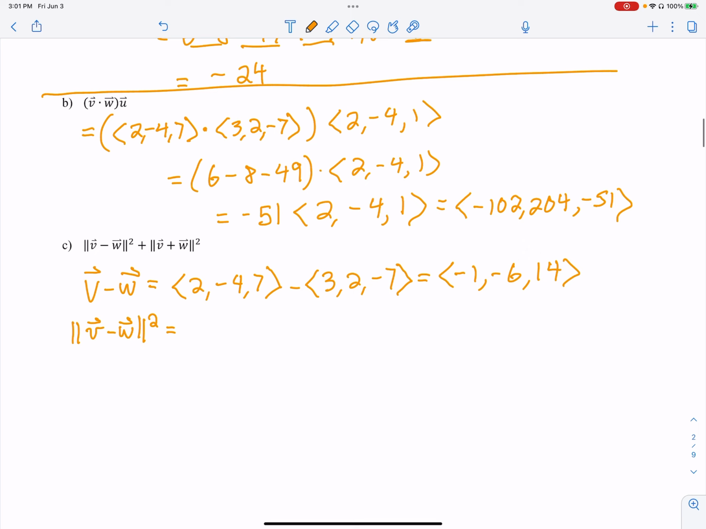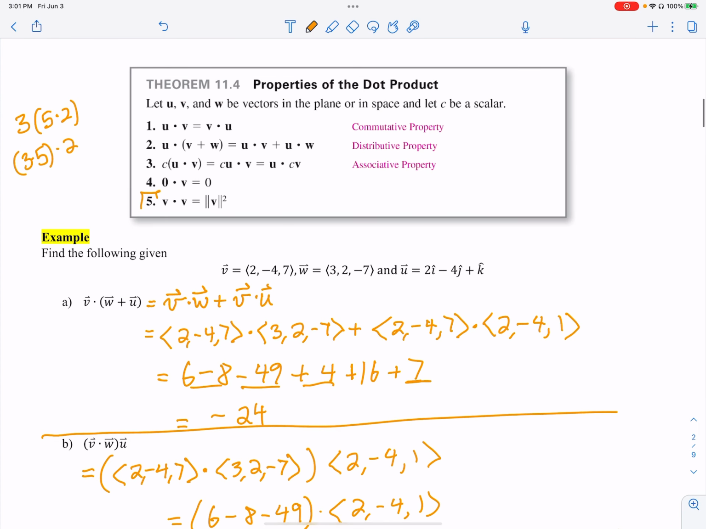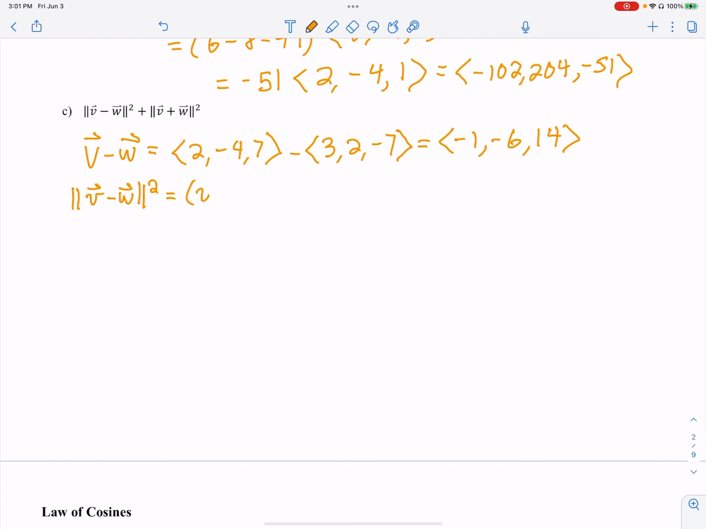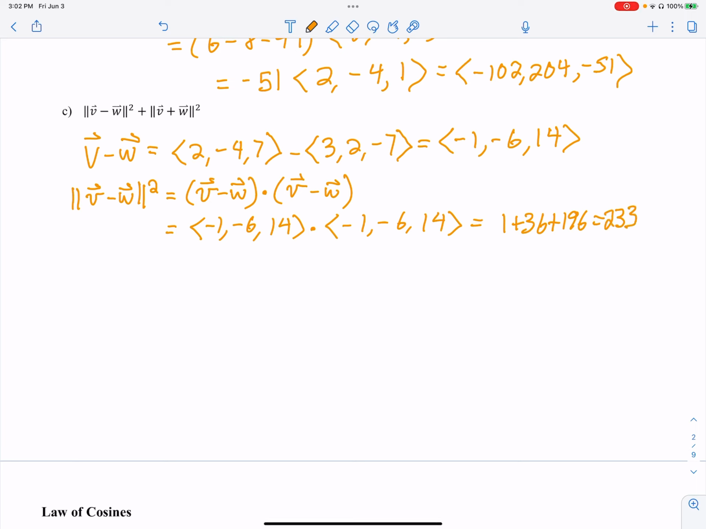Now, if I follow this property, this falls under number 5: the magnitude squared is the dot product. So this is the same thing as V minus W dotted with V minus W, which is what we just found. So this is negative 1, negative 6, 14, dotted with negative 1, negative 6, 14. Dotting that, we got 1 plus 36 plus 196, which is equal to 233.